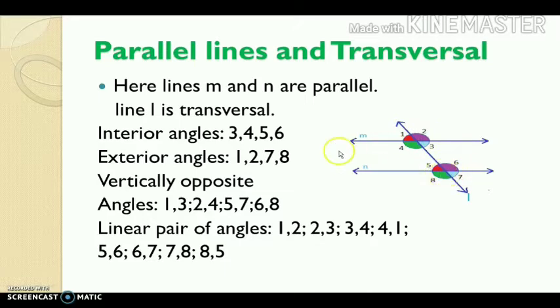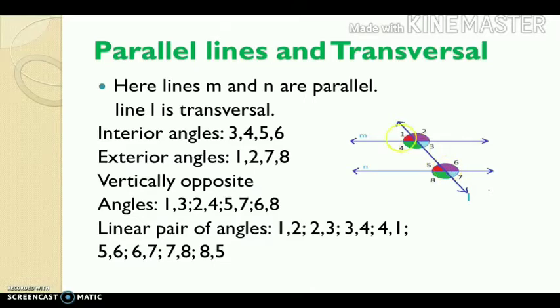Now let's observe vertically opposite angles. क्या थे vertically opposite angles? जब two lines आपस में intersect करती हैं. We see M and L are intersecting at this point. So angle 1 and angle 3 are vertically opposite angles, and angle 2 and angle 4 are vertically opposite angles. Angle 5 and 7, and angle 6 and 8 are also vertically opposite angles. And we know that vertically opposite angles are always equal.